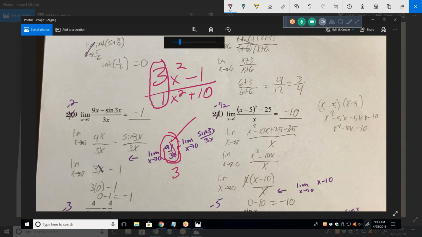Well, it's basically the same thing with 9x over 3x. The ratio of their coefficients is 3. Now, the horizontal asymptote is more as x goes to infinity, but it's the same principle. If x is going to 0, I can still cross out those and work with what's remaining. And then we know this is 1. And that's definitely not 3. Here's what 3 would be.